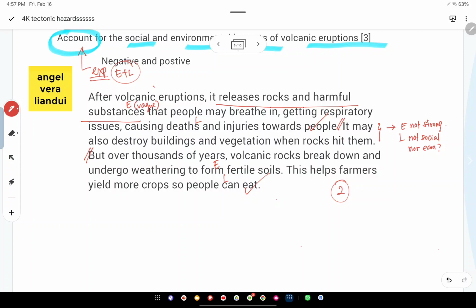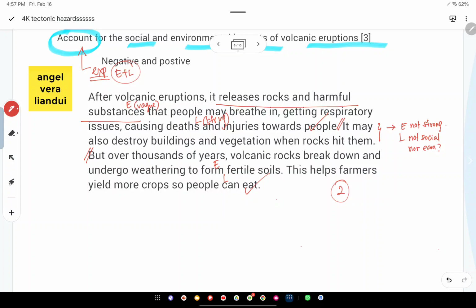When I was marking this, I looked at the E. Volcanic eruption releases rocks and harmful substances that cause people to breathe in, get respiratory issues, cause death and injury. The L is very strong, right? Very clear. You can see that people are suffering. The social impact is very evident.